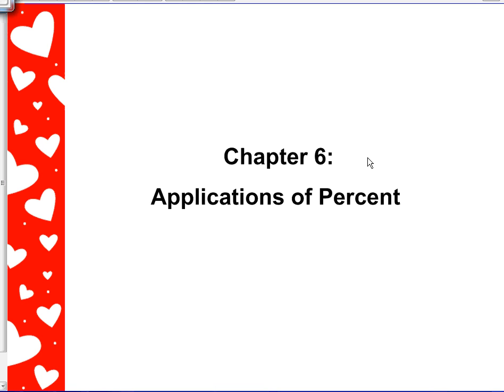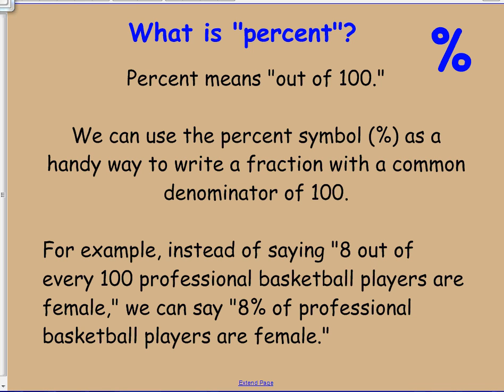This is something that should be a review for you, but just so you remember how to go between all three of them, it's a really good skill to have. All right, so first, what is a percent? A percent means out of 100. All right, all percents are out of 100 no matter what. We can use that percent symbol as a handy way to write the fraction with a common denominator of 100.